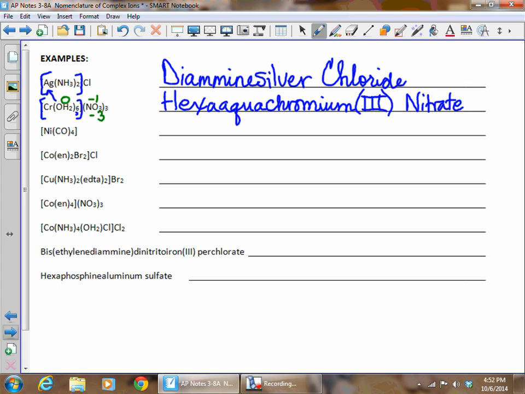The next one's a little bit glitchy. Look at the next one. First of all, there's not anything outside of the coordination sphere. All you have is just that coordination sphere. Looks like we've got tetra, and if you look up CO, you're going to see that it's carbonyl, so tetracarbonyl. Nickel does need a Roman numeral.